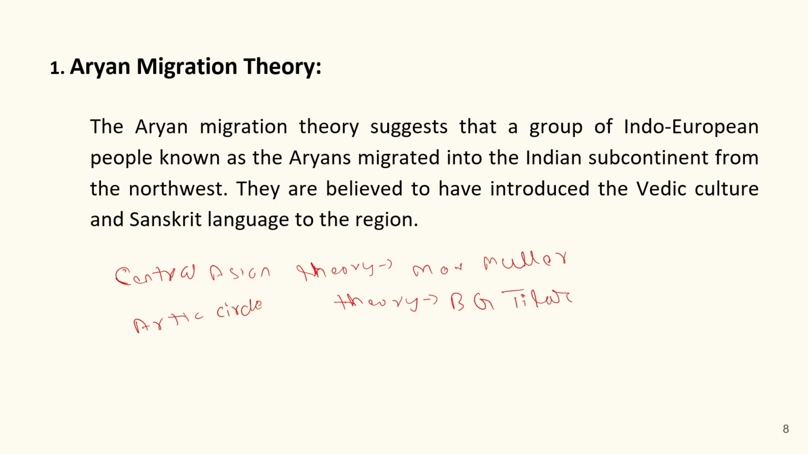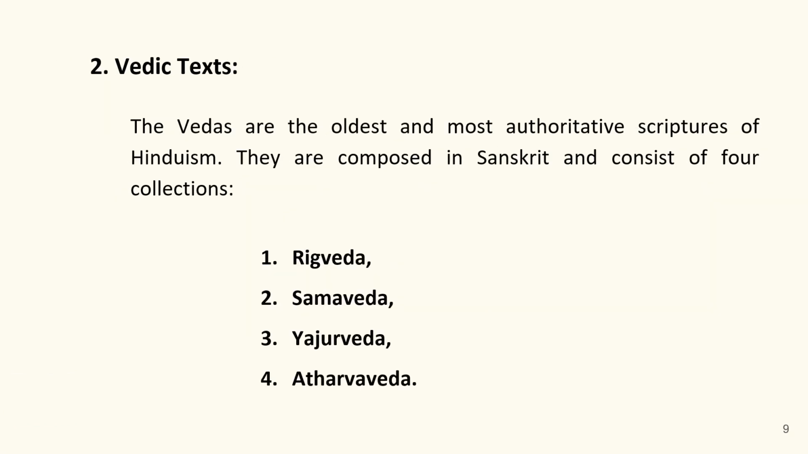Now, what do you mean by this theory? The Aryan migration theory suggests that a group of Indo-European people known as Aryans migrated into the Indian subcontinent from the northwest, believed to have introduced the Vedic culture and Sanskrit language to the region. Okay, this theory comprises the Central Asian theory given by Max Muller. Got it? The Arctic circle theory, as I have told you, was given by B.G. Tilak, and he claimed that the Aryans were living in the areas of the North Pole and then they came to India. Got it? Now, Vedic texts.